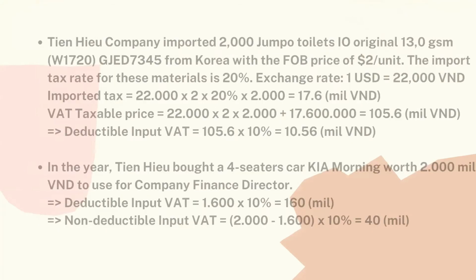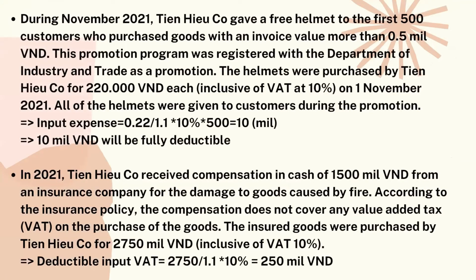And the next, during November 2021, Tiến Hậu gave a free helmet to the first 500 customers who purchased goods with an invoice value of more than 0.5 million VND. This program was registered with the Department of Industry and Trade as a promotion. The helmet was purchased by Tiến Hậu for 222,000 VND each, inclusive of VAT at 10%, on 1 November 2021.